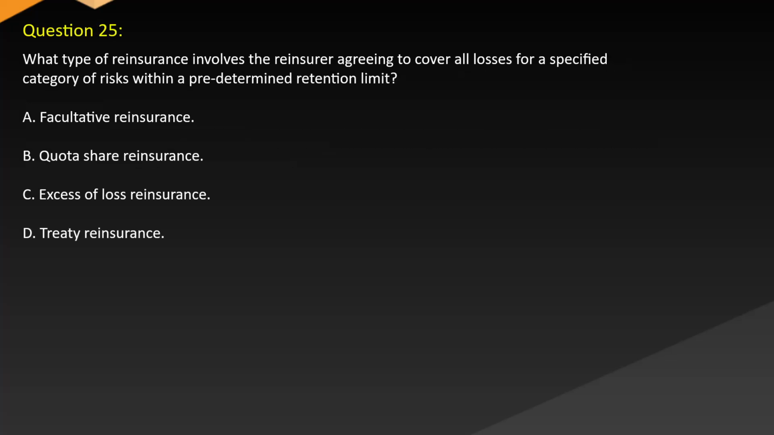Question 25. What type of reinsurance involves the reinsurer agreeing to cover all losses for a specified category of risks within a predetermined retention limit? A. Facultative reinsurance. B. Quota share reinsurance. C. Excess of loss reinsurance. D. Treaty reinsurance.